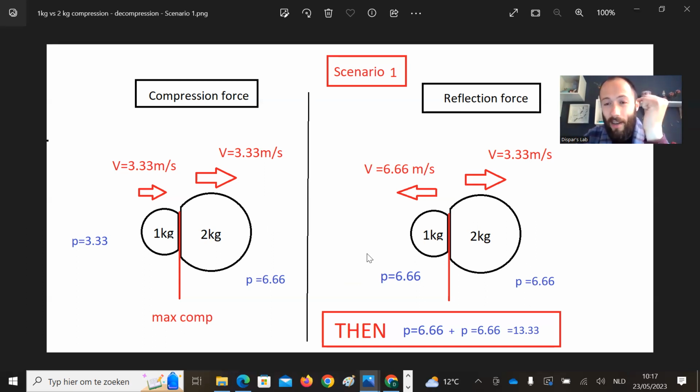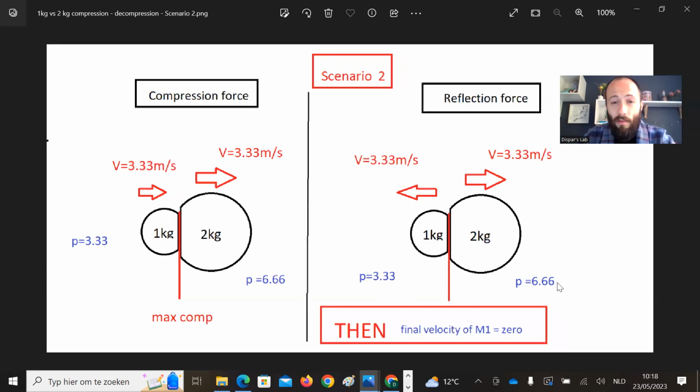But it needed those 6.66 momentums to decelerate the 1 kilogram mass. The 6.66 momentum are needed to decelerate it and to increase it again to 3.33. So it must be 6.66. But then when you add these up, there is extra momentum.